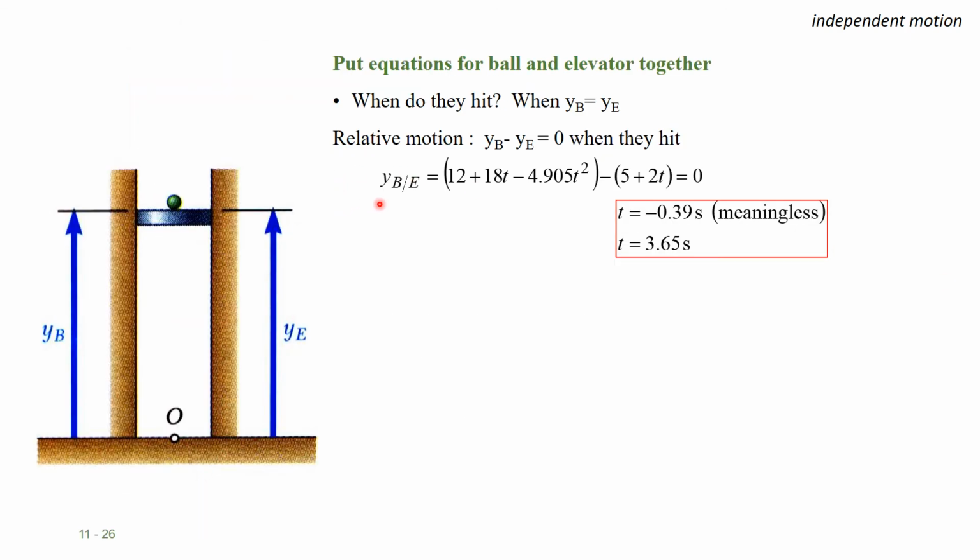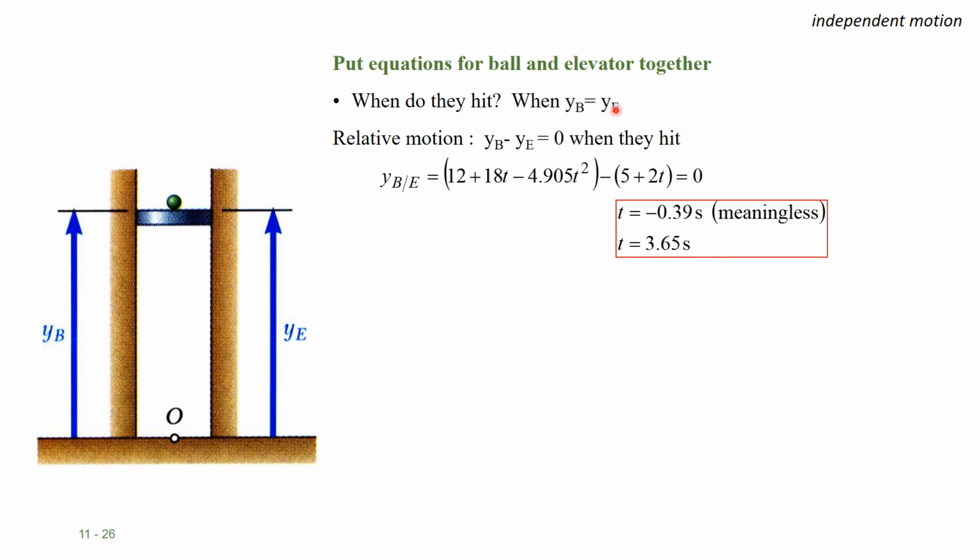So here we go. The position of the ball relative to the elevator, from the elevator's point of view. So that means we're going to have the equation for the ball, YB. That's the one where the ball is experiencing gravitational acceleration. So here's the equation for the ball. Subtract off the equation for the elevator, YE. So this is the relative position to one another. And when there's no space between them, 0, this is where they hit one another.